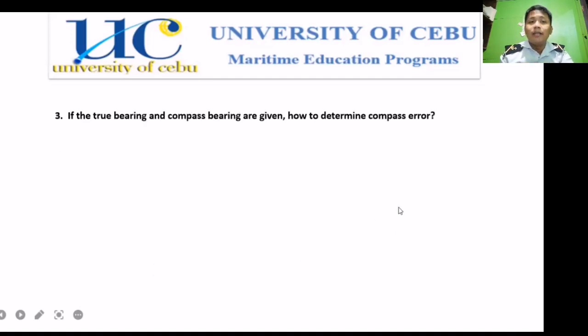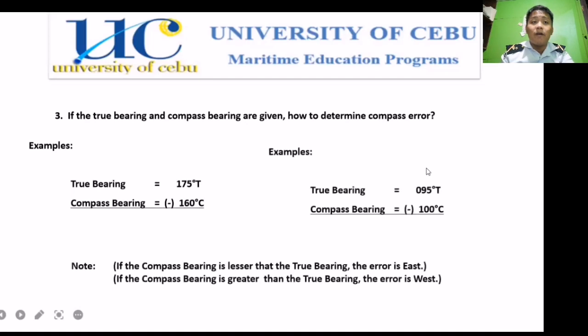Note, in naming not the same name, always choose the direction of the greater value and always reverse the name of the variation. Number three, if the true bearing and compass bearing are given, how to determine the compass error? Note, if the compass bearing is lesser than the true bearing, the error is east. If the compass bearing is greater than the true bearing, the error is west.